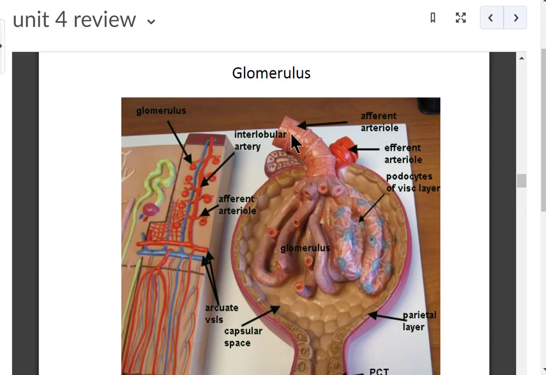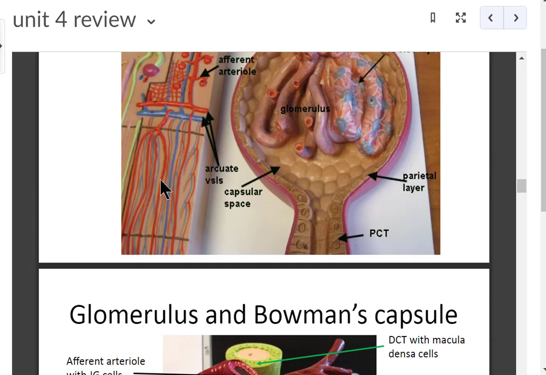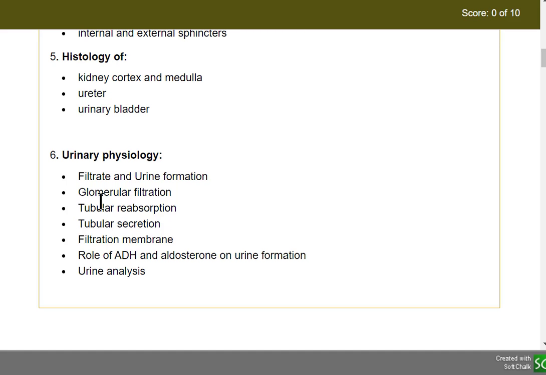Sometimes some substances don't get filtered, but they need to be removed. So as the blood is traveling through, they get secreted into the tubule lumen. That's called renal secretion, which is in the opposite direction, from the blood vessel into the lumen and out in the urine. So that is secretion. You should know the direction of flow of the filtrate in all of these.